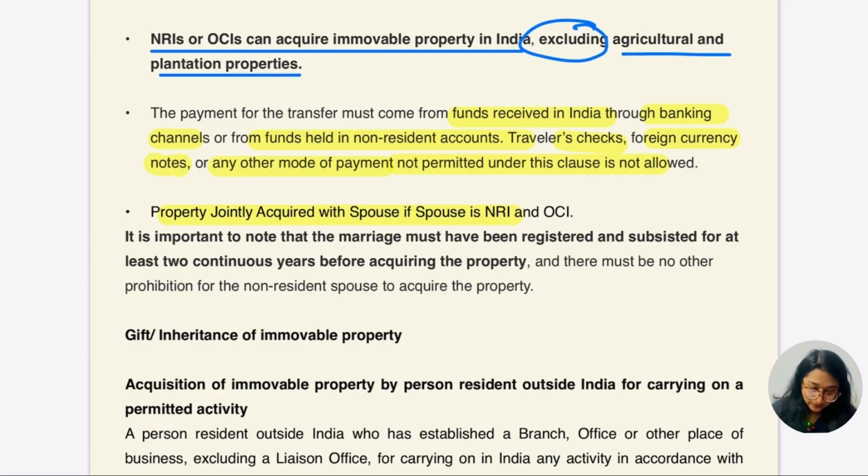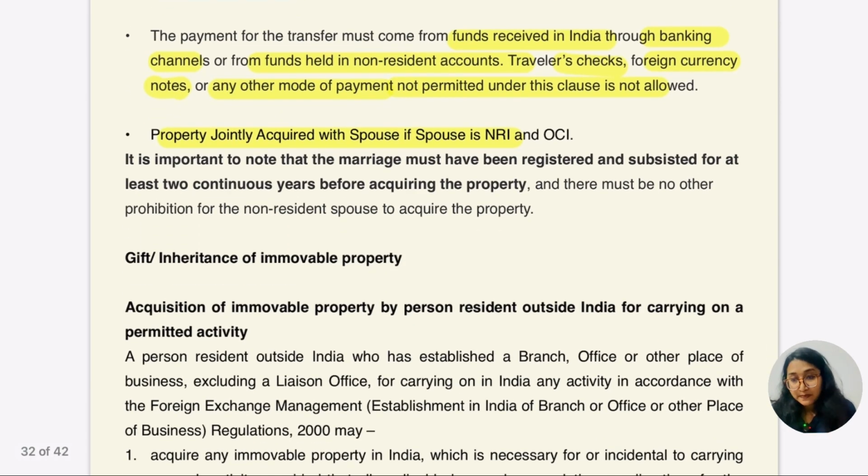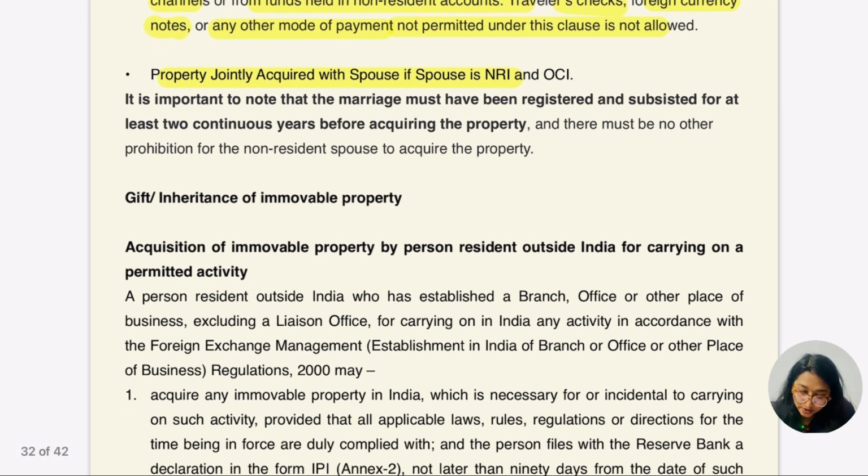हाँ जी. If the spouse is outside India and the person is maintaining a proper joint account, then surely the person can acquire the immovable property in India. It is important to note that the marriage must have been registered and subsisting for at least 2 continuous years before acquiring the property, and there must be no other prohibition for the non-resident spouse to acquire the property.